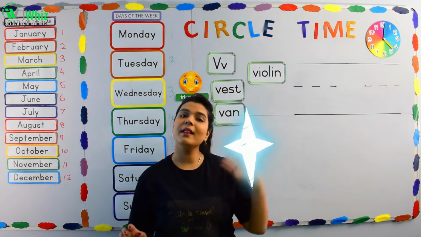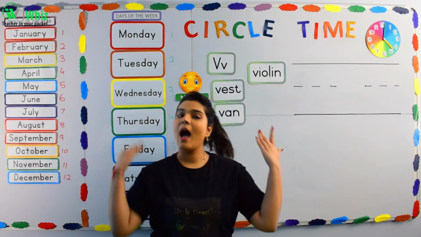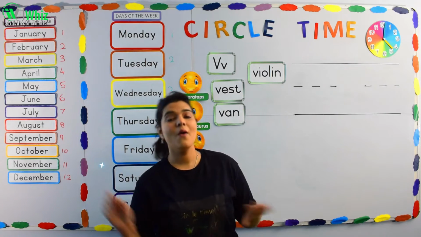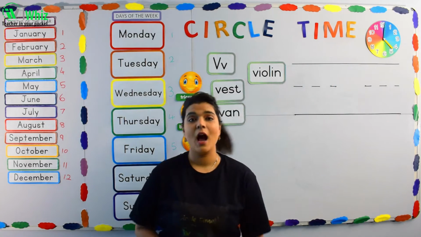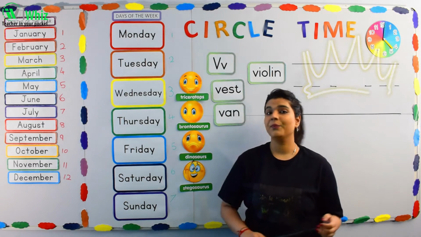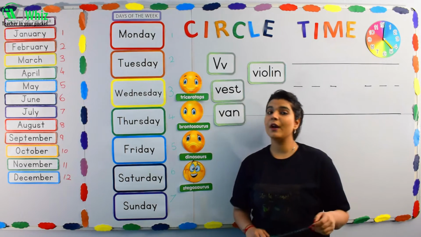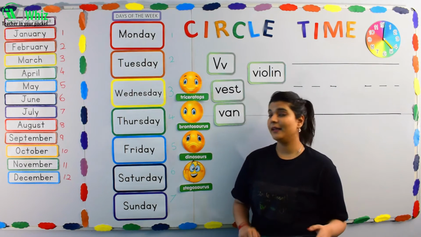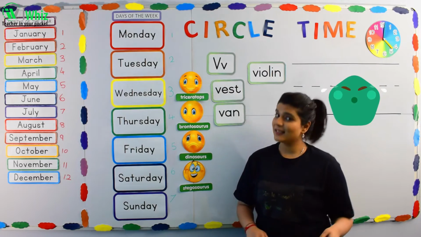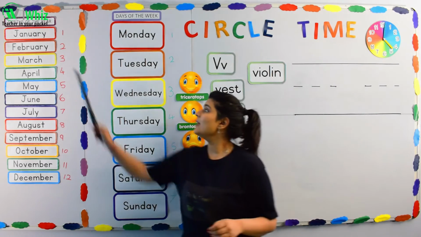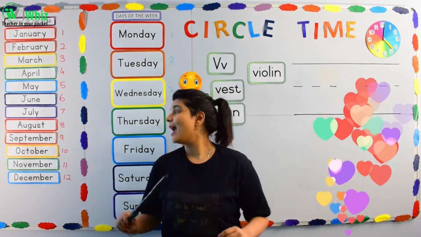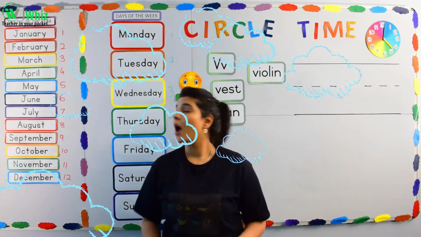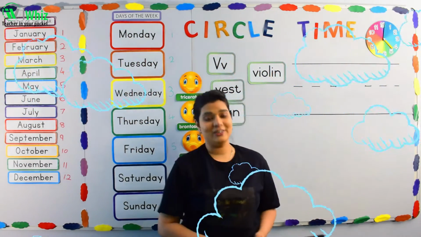Hello, hello, hello, how are you? Hello, hello, hello, how are you today? Are you happy? Are you angry? Are you sad? Or are you excited today? Is it March? Is it April? Is it May? Or is it June?